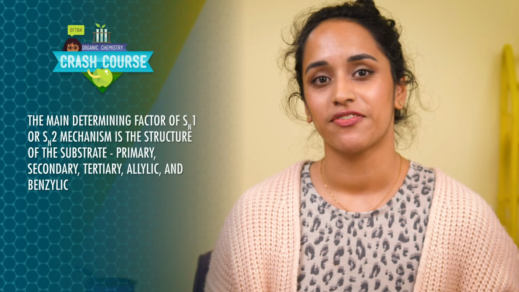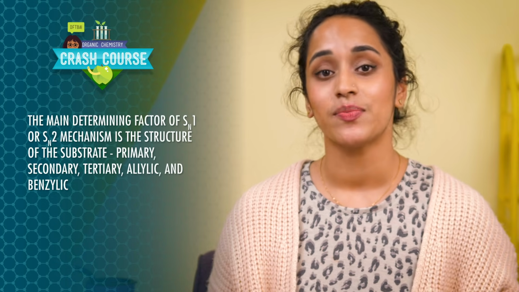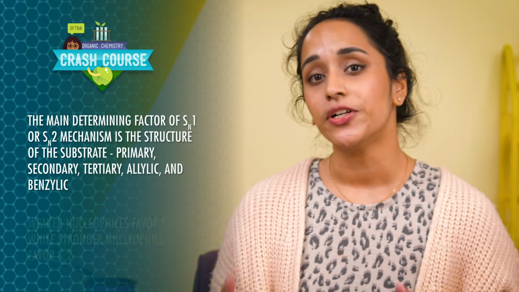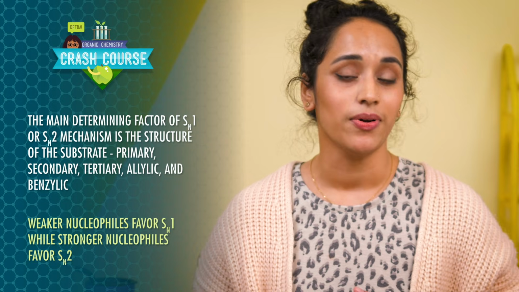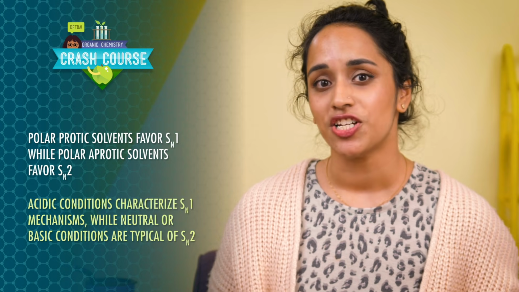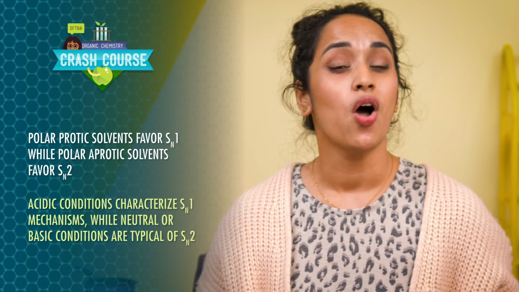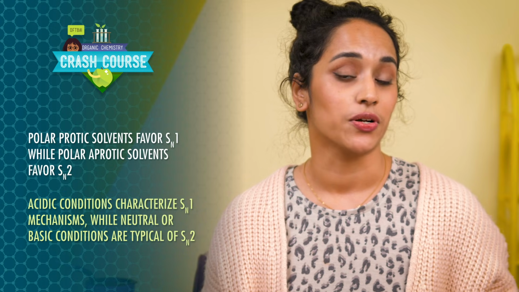That's all we have for now, but keep practicing. Nucleophilic substitution reactions are some of the most common reactions in organic chemistry, so we'll see them again and again. In this episode, we learned that the main determining factor of SN1 or SN2 mechanism is the structure of the substrate. Weaker nucleophiles favor SN1, while stronger nucleophiles favor SN2. Polar protic solvents favor SN1, while polar aprotic solvents favor SN2. And acidic conditions characterize SN1 mechanisms, while neutral or basic conditions are typical of SN2.